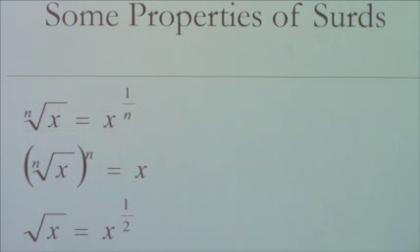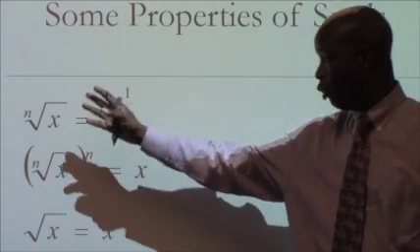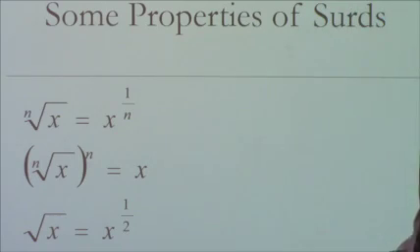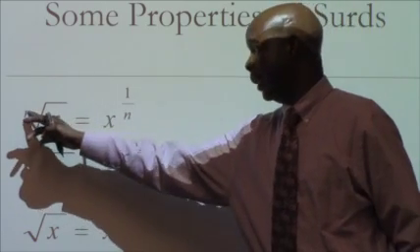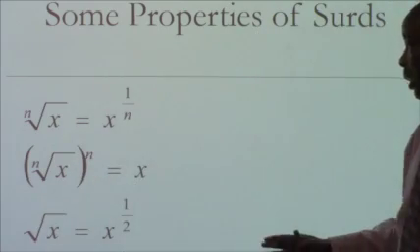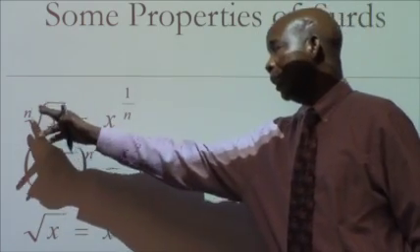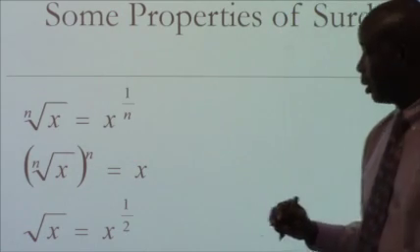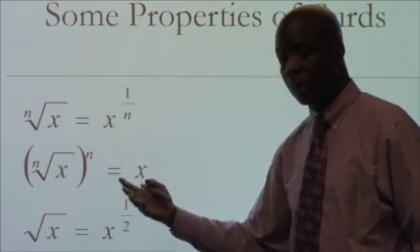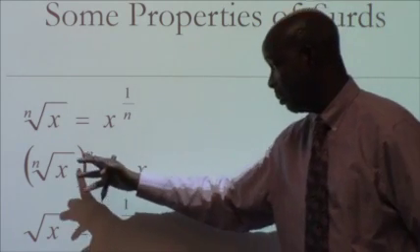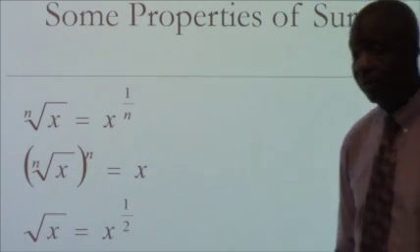Then we have other properties on how we can convert from the form of a surd, a radical form, to one involving rational exponents. We call this n the index, and we call x the radicand. So basically, to convert from this form, the index becomes the denominator. This is a basic rule. We're going to use this to solve equations involving surds or radicals. So if I wanted to eliminate this n root, I'll raise it to the power of n.